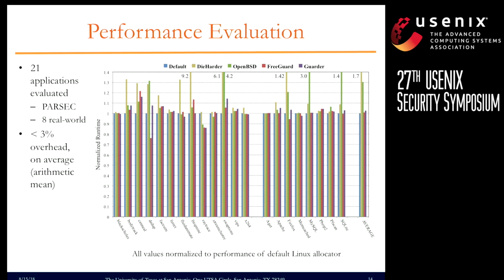Here you can see our runtime performance. So we evaluated Garder with 21 applications, including the Parsec multi-threaded benchmark suite, as well as 8 real-world applications. All of these values here have been normalized to glibc, so anything less than 1 is faster than the default Linux allocator. And as you can see, on average, Garder is faster than DieHard and OpenBSD, and is essentially tied with FreeGuard. So FreeGuard has less than 2% overhead on average, and Garder has less than 3% on average, but with the much stronger security guarantee.